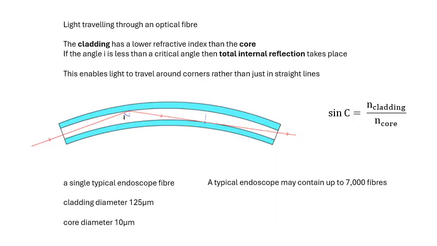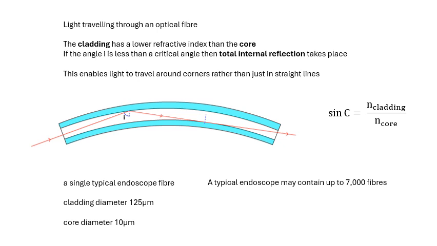Now, light travels through an optical fibre. Most of this is either GCSE or it's on the core syllabus. You have the cladding and the core. They're both transparent, but the important thing is that the refractive index of the cladding is less than the core. So we get total internal reflection taking place.